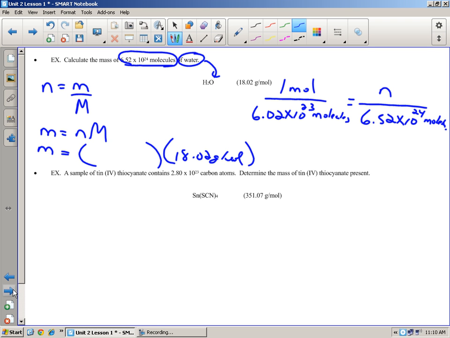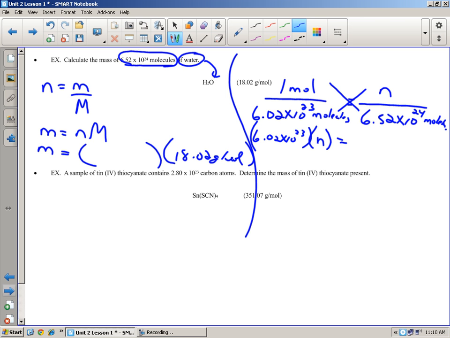Cross multiply, if you want to set it up like this, that's fine. Cross multiply, that's what I do. So I got 6.02 times 10 to the 23 times N, and then now I got to do this, 6.52 times 10 to the 24.